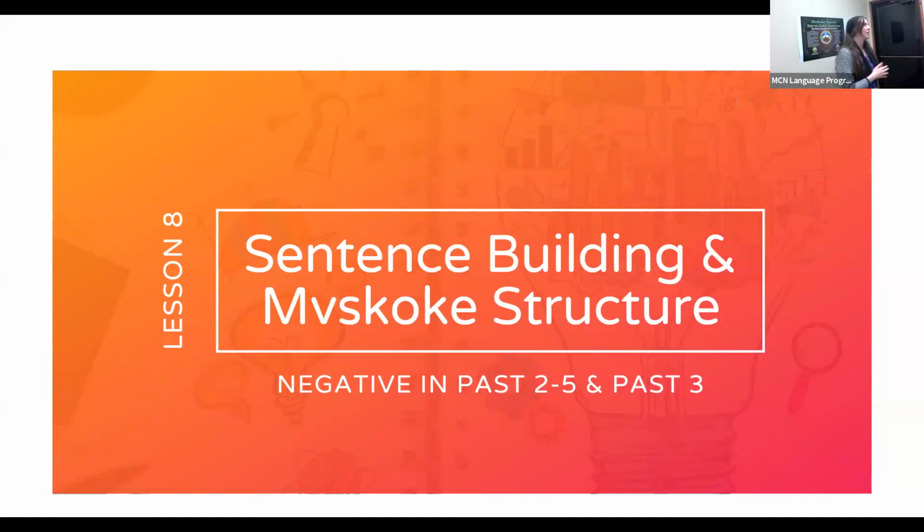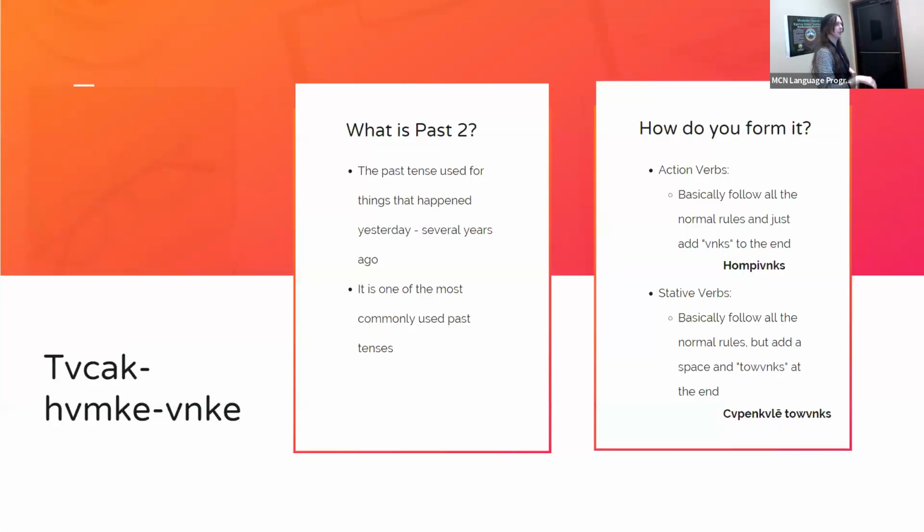Today we're going to cover negative in past 2 through 5, and past 3. So in our sentence building and structure class for lesson 8, yesterday we did negative in present tense and we did past 2. So I want us to go further, do past 3, but then talk about what negative looks like in the past. Okay, so let's go ahead and get started.